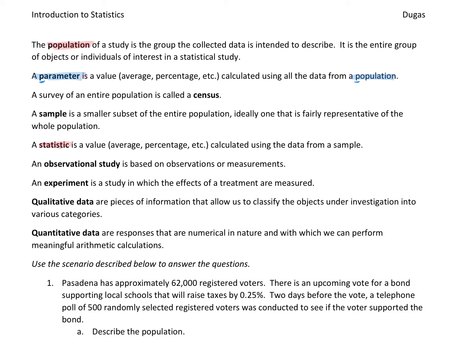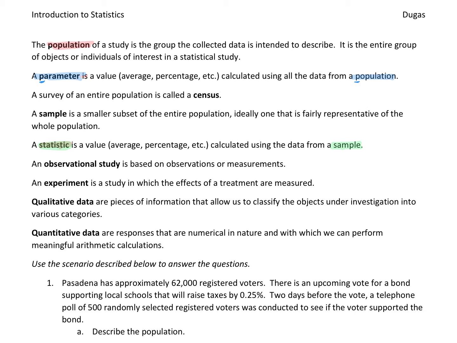So instead of using your whole population, sometimes you calculate values like averages or percentages based on a sample that you take from your population. So a statistic is something that you calculate based on your sample. You can have a population average and you can have a sample average, and those may not be the same depending on your sample. So again, a parameter is for the population and a statistic is for your sample.